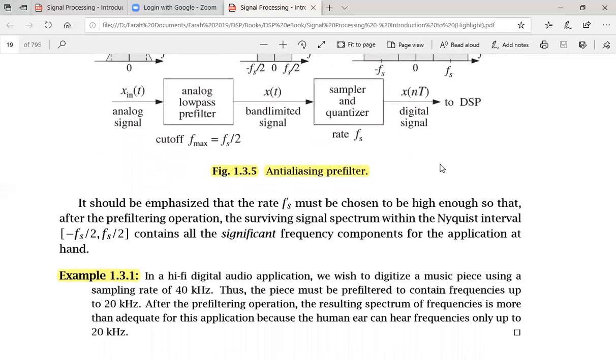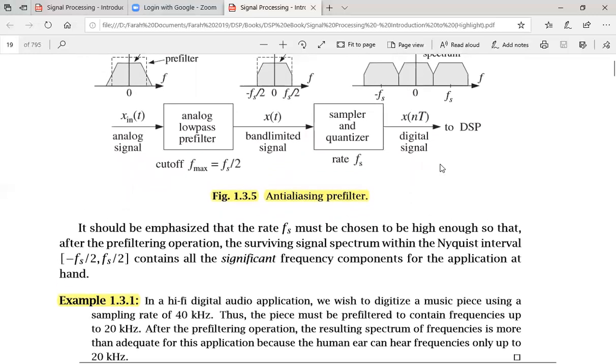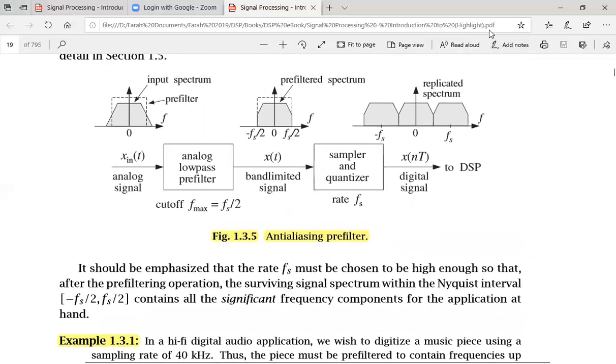Now we will do certain examples, and based on these examples, you will have a better idea of how this pre-filter works. Let's stop here, and then we will have problems over this.